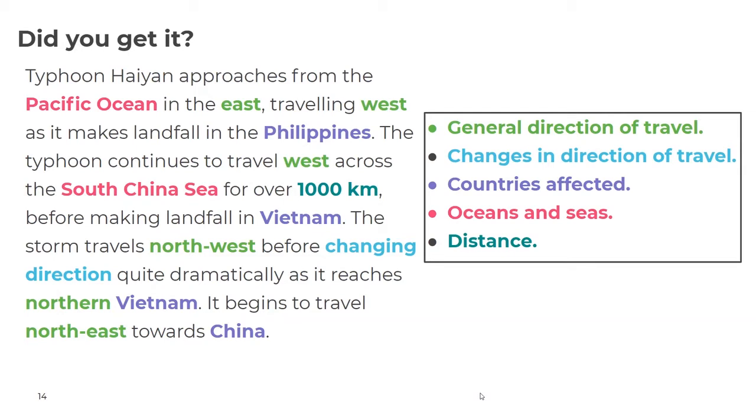in the Philippines. The typhoon continues to travel west across the South China Sea for over 1,000 kilometres before making landfall in Vietnam. The storm travels northwest before changing direction quite dramatically as it reaches northern Vietnam. It begins to travel northeast towards China. So at this stage, you may want to pause the video and redraft your own answer to ensure you've included all of the key points. If not, that is absolutely fine and we're ready to move on.